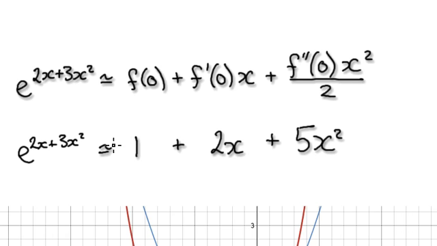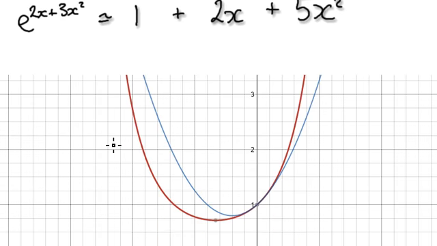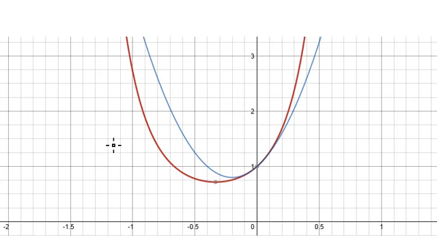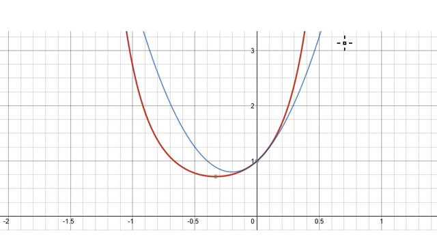So if you get a graph plotter, you can double check everything. The red line here was our original complicated function, and the blue line here is our quadratic approximation. So you can see that around x equals 0, it is a pretty good approximation.